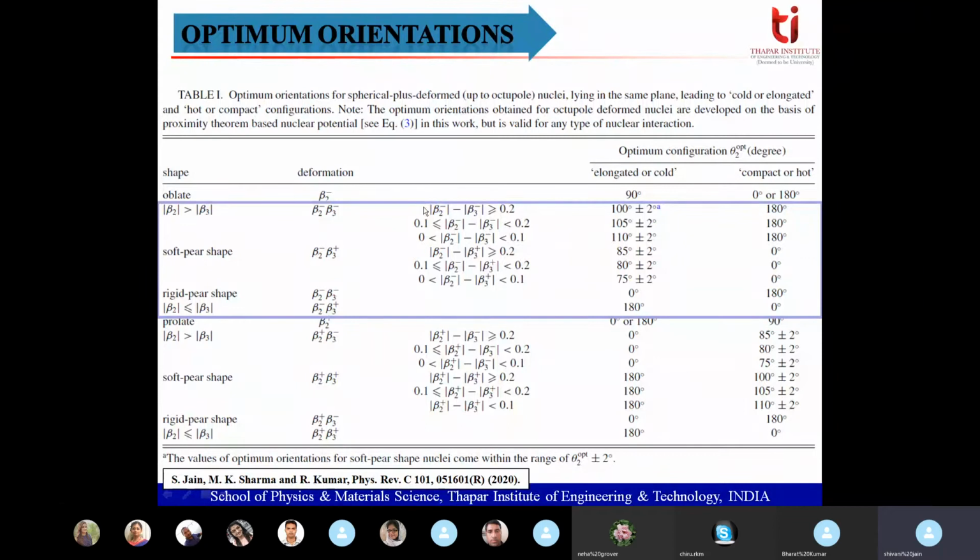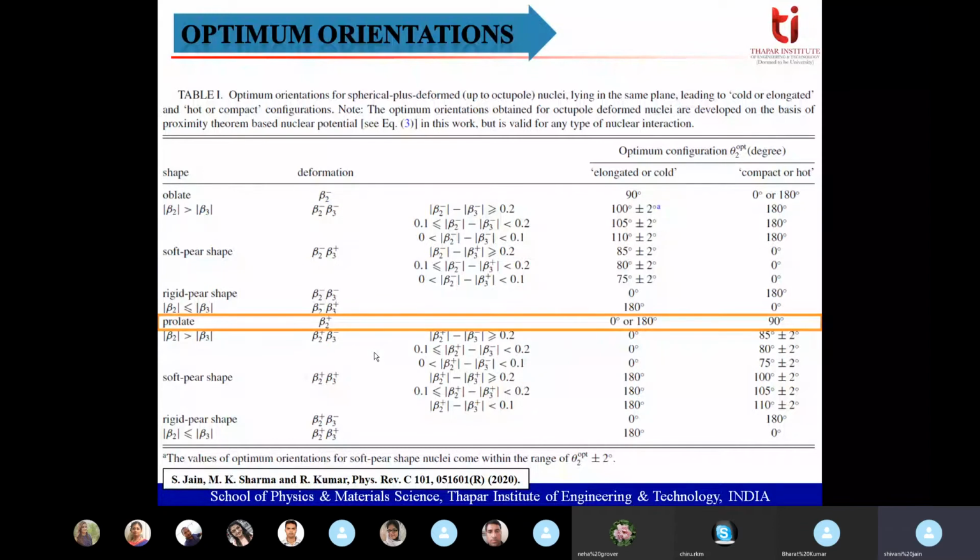But be careful about the sign of beta 3, because when considering beta 3 minus, the orientation is 180 degree, and for beta 3 plus it's 0 degree, because, as I have already told you, the configuration of a pear shape is not the same at 0 and 180 degree. Now as we go to the rigid pear shape, in the cold configuration the deviation is straight off 90 degree. You can see from 90 to 0 degree and 180 degree. And for the hot configuration, there are no changes.